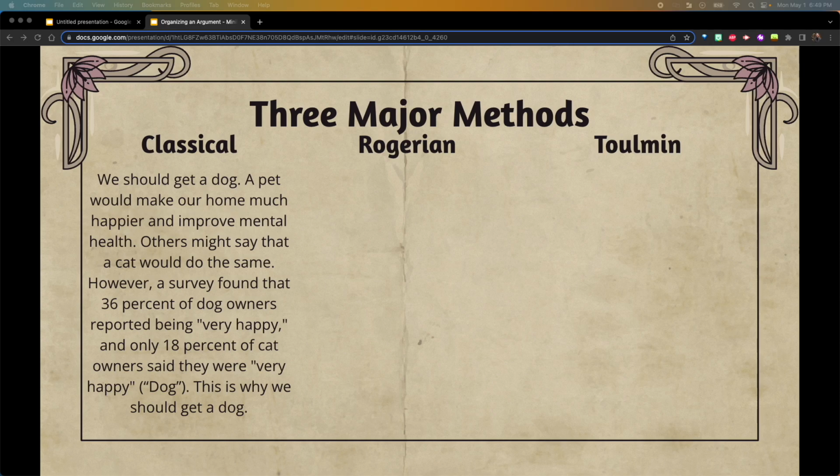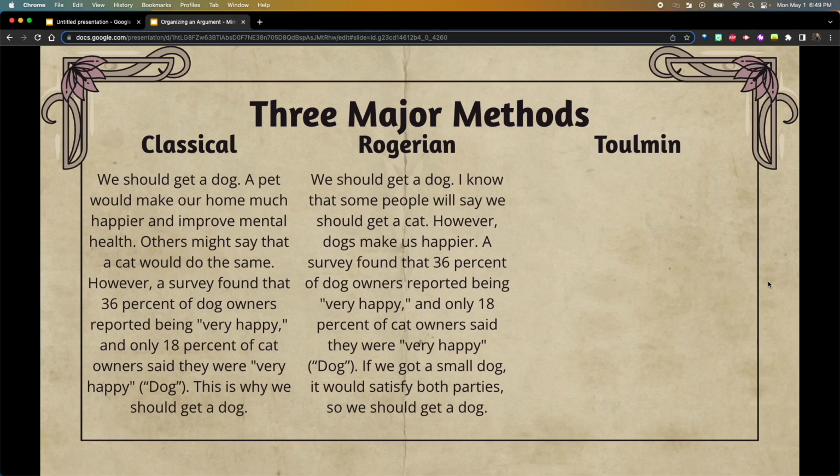The Rogerian method looks a little bit different, but to use the same topic, it says, we should get a dog. That's my introduction. I explain the opponent's view. I know that some people will say we should get a cat. There's the opponent's view. Explain my view. However, dogs make us happier. A survey found that 36% of dog owners reported being very happy and only 18% of cat owners said they were very happy. Now is where we talk about the middle ground. If we got a small dog, it would satisfy both parties. And in conclusion, so we should get a dog.